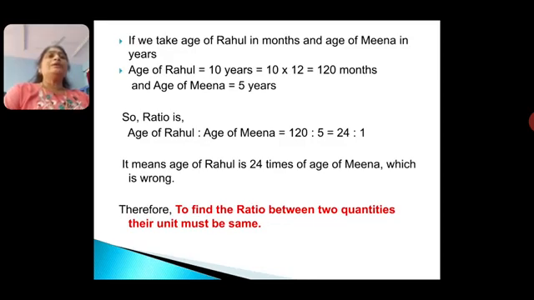Therefore, to find the ratio between two quantities, their units must be the same. If we cannot make the units the same, then our result will be wrong.